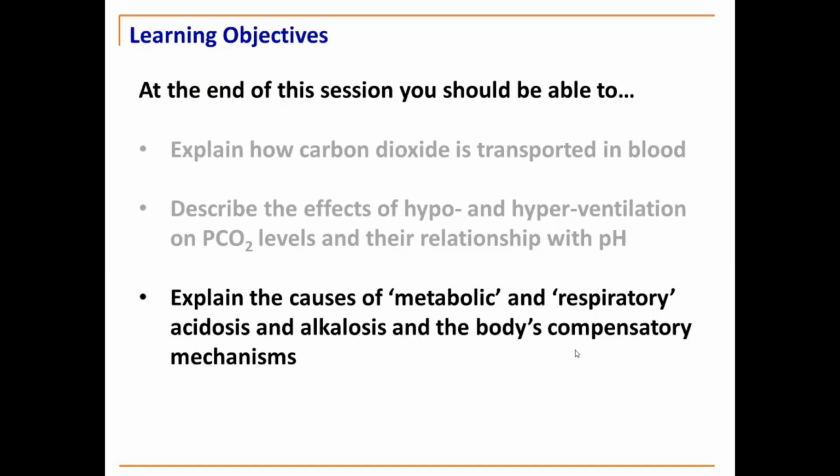Okay, so that's the second part. And this is the third part. Now we're going to start thinking about the causes of metabolic and respiratory acidosis and alkalosis, and how the body compensates for that acidosis and alkalosis. What does it do to combat it?